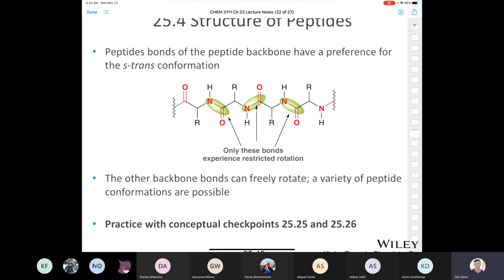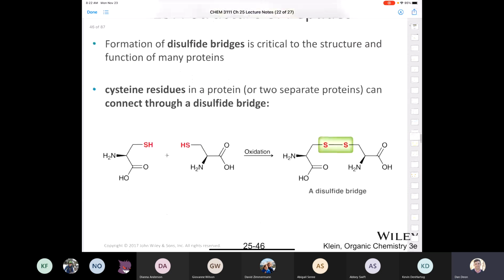And it's going to be very important when you look at the actual conformation of a protein, when you look at its three-dimensional structure. Now, again, the other backbone bonds, the ones that aren't highlighted in green here, can freely rotate, no problem. So we can have a variety of conformations for those bonds, but the ones that are highlighted in green experience a restricted rotation.